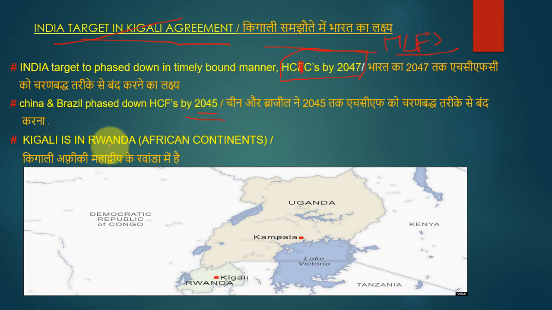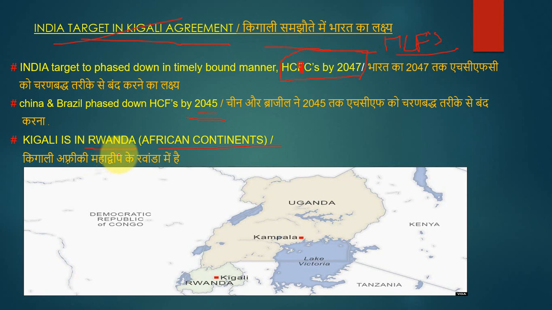Now some facts related to your competitive examination. Where is Kigali located? Or Kigali is found in which continent or in which country? Whatever the question. Kigali is the capital of Rwanda. Rwanda is a country found in Africa, in the African continent. Kigali is the capital of Rwanda.